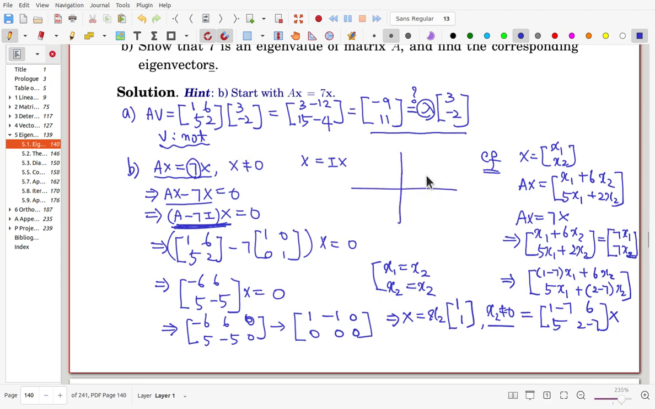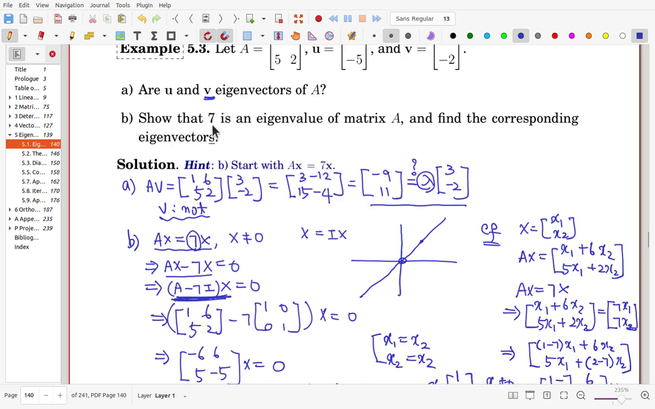Pictorially, there is the 1, 1 direction here, and along the line, every vector except the origin will be a corresponding eigenvector. However, they are linearly dependent. So once you consider linear independence, there is only one linearly independent vector, right? So we just say 1, 1. That one is an eigenvector, but you can choose some scaled vector. So there is a reason in this question we say find the corresponding eigenvectors.